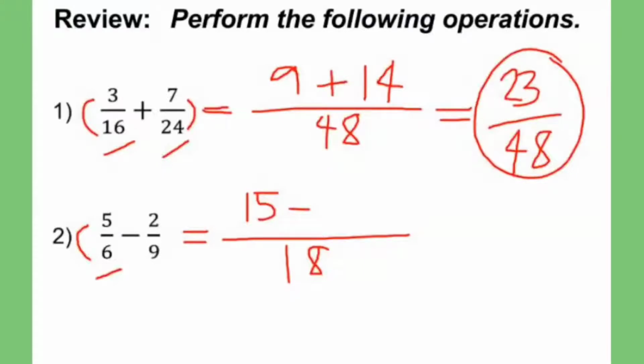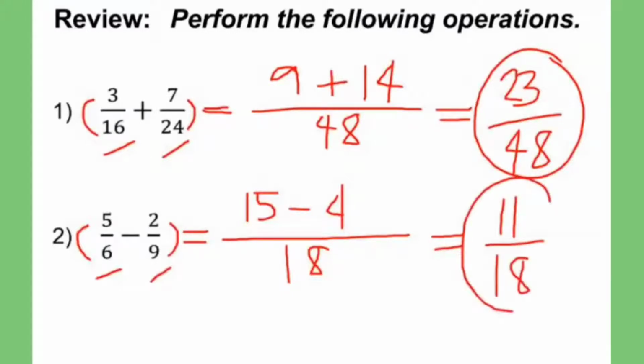Next, 18 divided by 9, that is equal to 2. Multiply 2 to the numerator. 2 times 2, you have 4. We can now subtract 15 minus 4, that is 11 all over 18. And this is our difference.